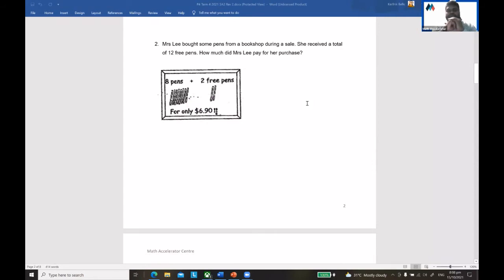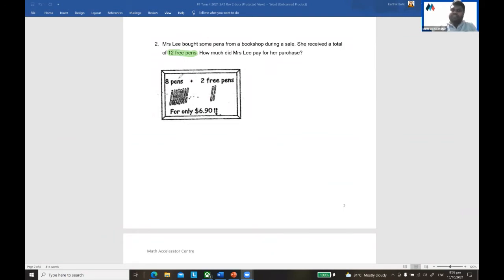Mrs. Lee bought some pens from a bookshop during a sale. She received a total of 12 free pens. Can you highlight 12 free pens? So how much did Mrs. Lee pay for her purchase?